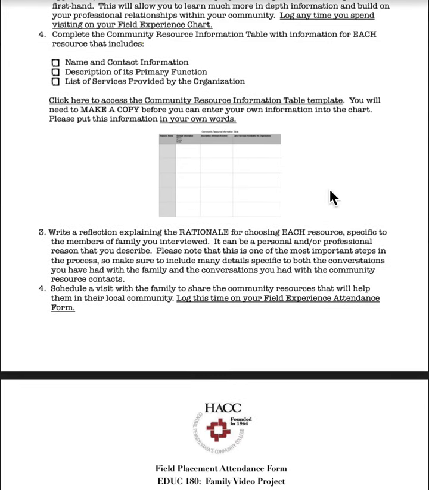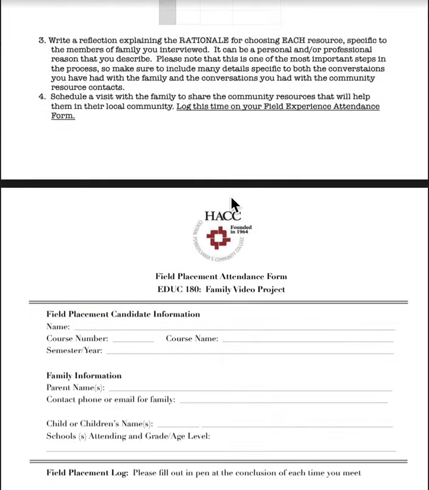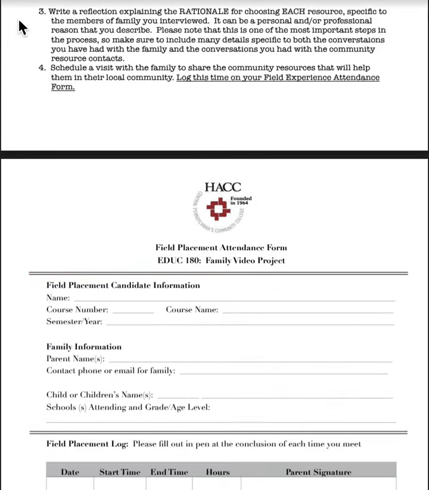When you've created your table for each of the 5 different community resources, then you're going to think a little bit. I want you to write a reflection explaining the rationale, which is a why statement. You chose each of these specific resources. I want you to be very, very specific to the members of the family and why this is something that will benefit them specifically. These can be personal reasons or professional reasons, so they can be a variety of reasons.